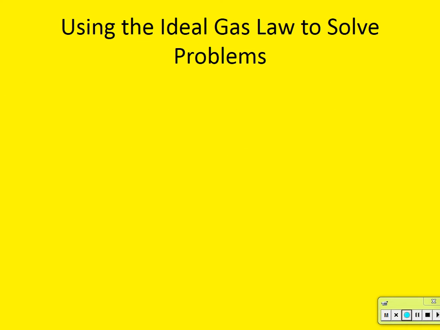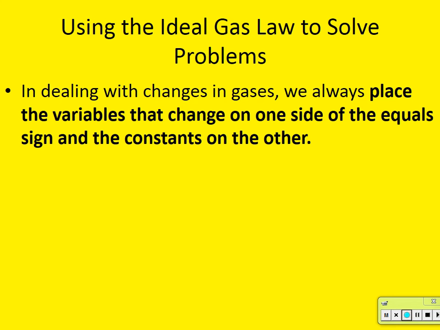All right, now we're going to get into problems that are a little bit trickier. Please be paying attention as we go through this next part, and it will make it so easy, okay? Use the ideal gas law to solve problems. In dealing with changes in gases, we always place the variables that change on one side of the equal sign and put the constants on the other side. So variables that change will be on one side of the equal sign, and the ones that don't change, the constants, on the other side.